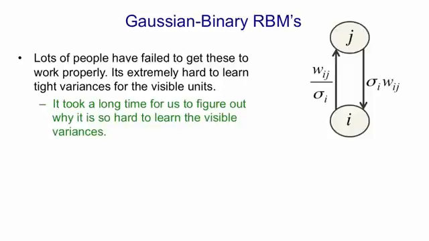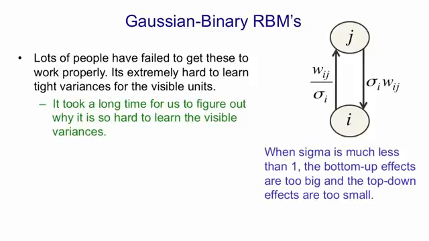This picture helps. If you consider the effect that visible unit i has on hidden unit j, when visible unit i has a small standard deviation sigma_i, that has the effect of exaggerating the bottom-up weights. That's because we need to measure the activity of i in units of its standard deviation. So when the standard deviation is small, we need to multiply the weight by a lot. If you look at the top-down effect of j on i, that's multiplied by sigma_i. So when the standard deviation of a visible unit i is very small, the bottom-up effects get exaggerated, and the top-down effects get attenuated.